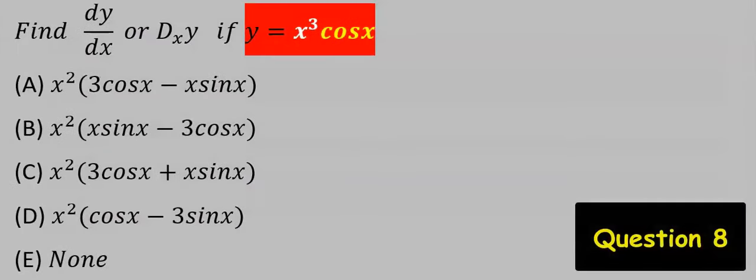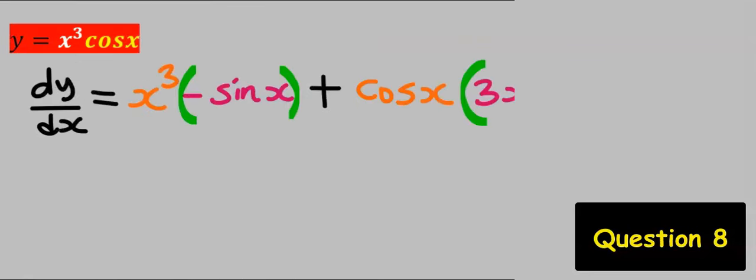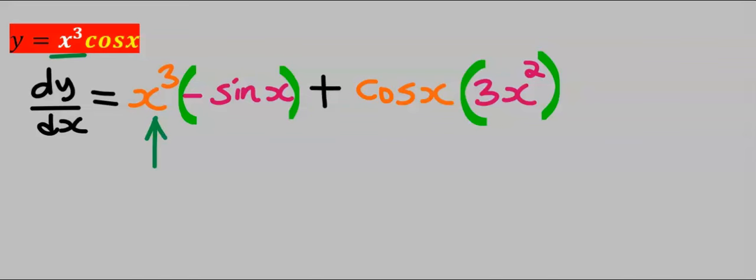Next, let's consider this question. Here, we're going to keep x to the power of 3 constant. Then, we're going to differentiate cos x, and we're going to have minus sine x. Next, we're going to put a plus, and we're going to keep cos x constant. Then, we're going to differentiate x to the power of 3, and our answer is 3x squared.